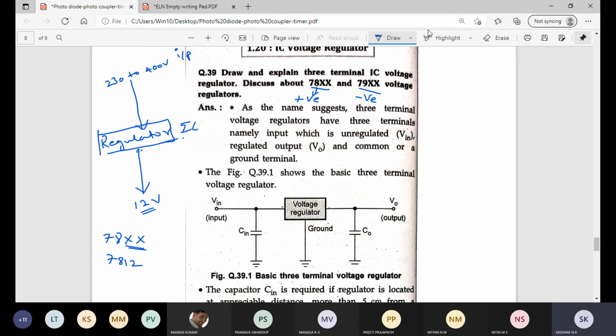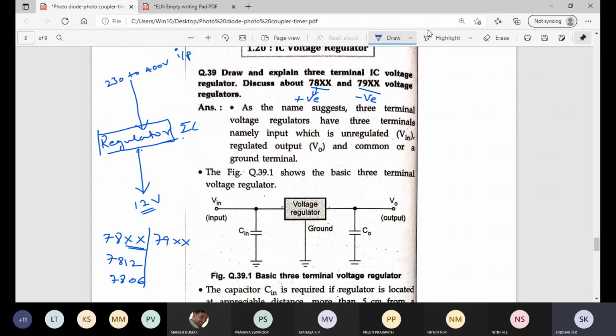78 is positive. This 12 represents 12 volts output, fixed output. Okay, so if it is 7806, what does this mean? Positive 6 volts output.